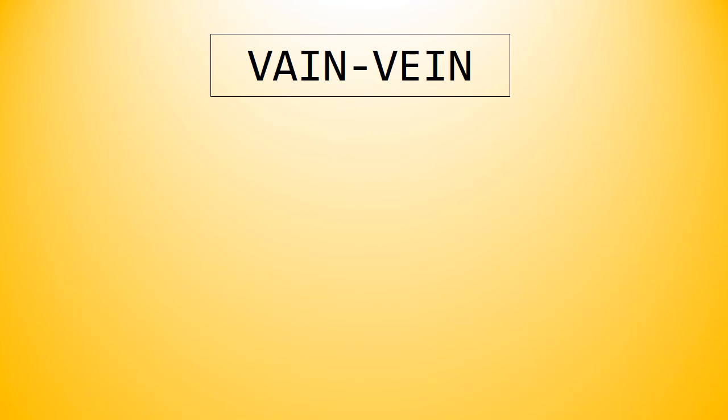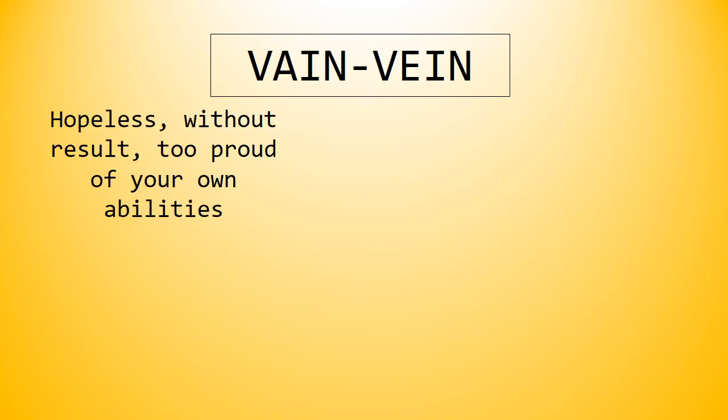The next pair is vain, V-A-I-N, vain, and V-E-I-N, vein. VAIN is an adjective that means hopeless, without result, and too proud of your own abilities. You must have heard the story of the clever fox, in which the fox was very proud, and when she could not get the grapes from the vine, which was very high, she said, "The grapes are sour." So, we should not be vain about our abilities ever.